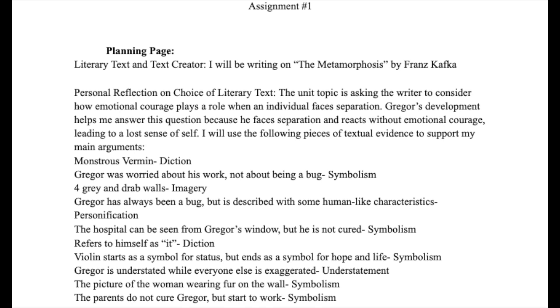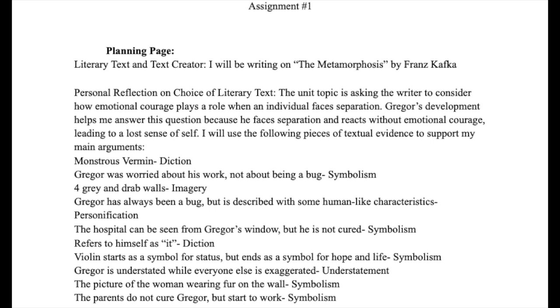And then in the second section of the planning page, where you put your personal reflection on choice of literary text, first you start off with 'the unit topic is asking the writer to consider', and then right after consider you put your rephrased how or why question. So in this case, the unit topic is asking writers to consider how emotional courage plays a role when an individual faces separation. Then you continue on, you put your character of study. So Gregor's development helps me answer this question because he faces, and then you put their problem, reaction, and outcome. So because he faces separation and reacts without emotional courage, leading to a lost sense of self.